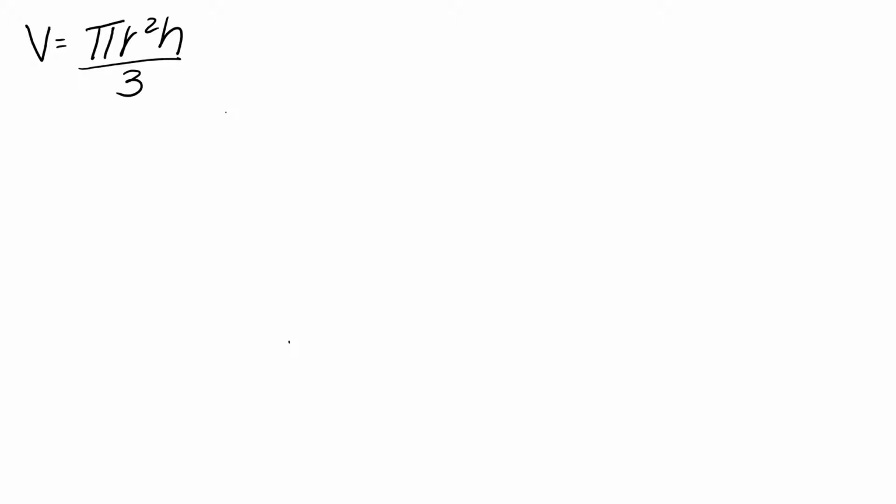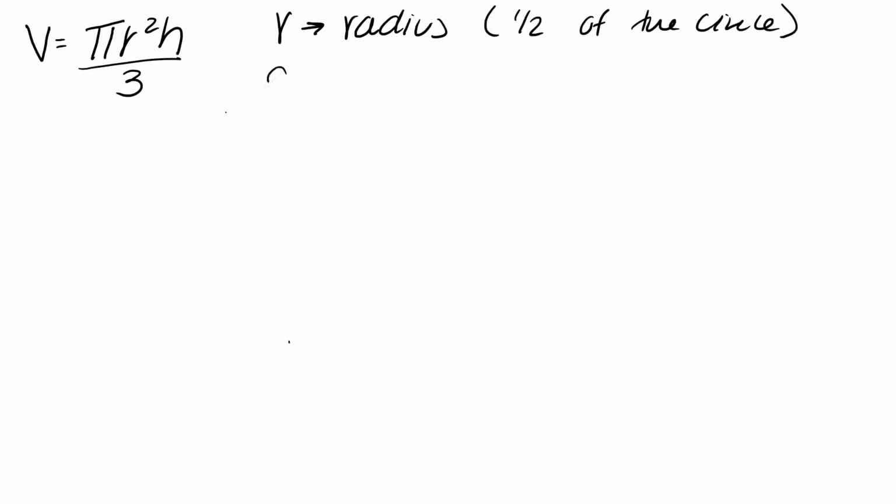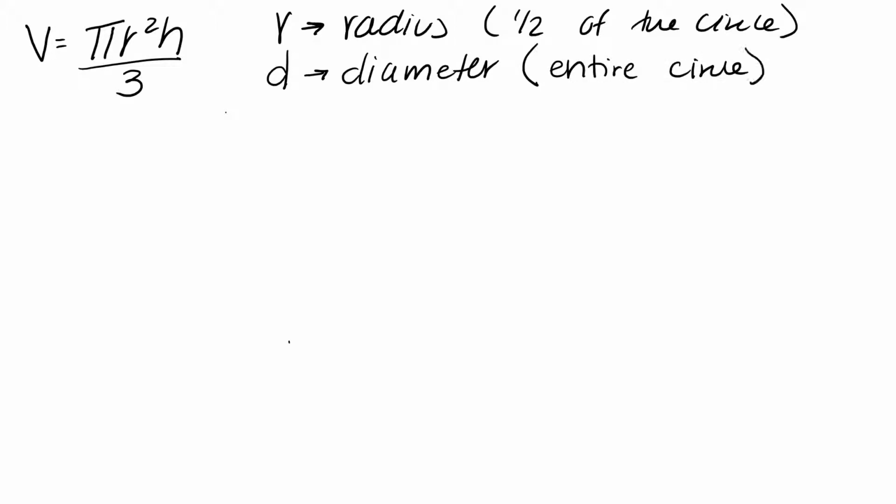Just like with the cylinder, r stands for the radius, which is the half part of the circle. Sometimes you'll be given the diameter, letter D, which stands for the entire circle, the whole line of the circle. And then H stands for height, from the point of the cone to the circle.